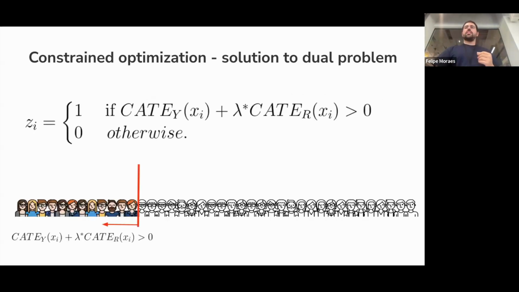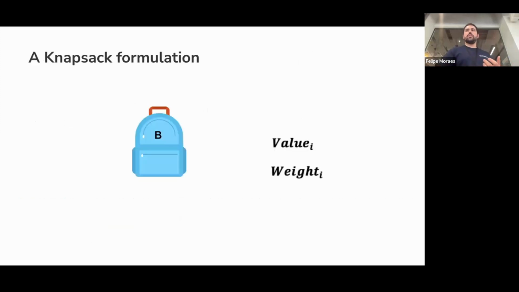What this basically means is that if you have this transformed way, the solution of this problem is just for whoever is above zero for the uplift in conversion minus this transformed revenue with the lambda. The lambda kind of creates a transformed outcome. You give it the discount, and otherwise you don't give it. And this problem in literature is usually known as the knapsack formulation.